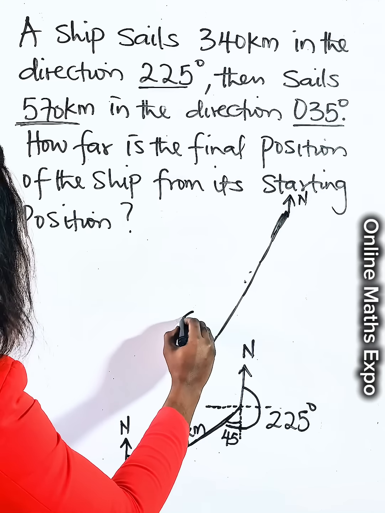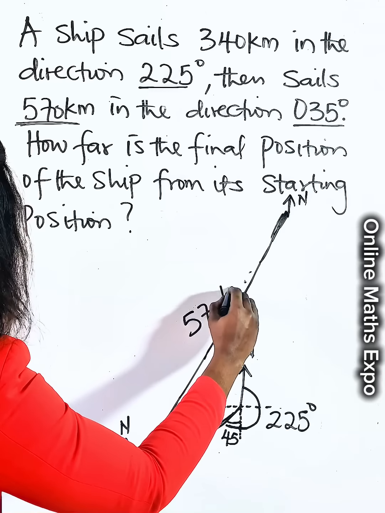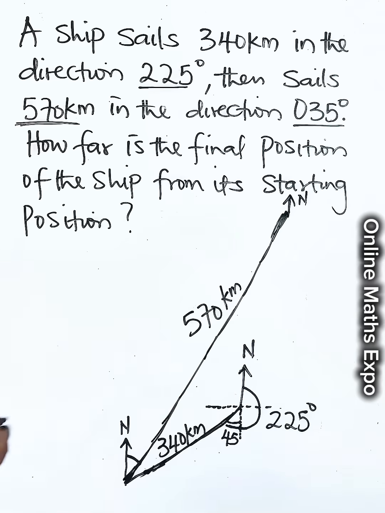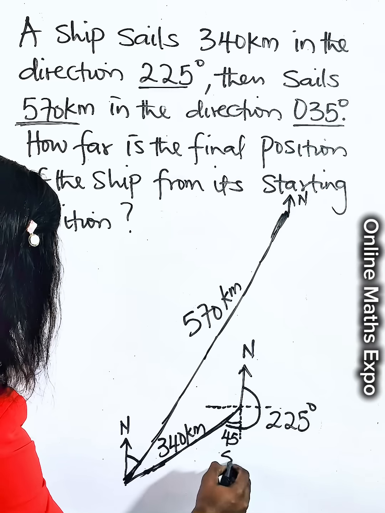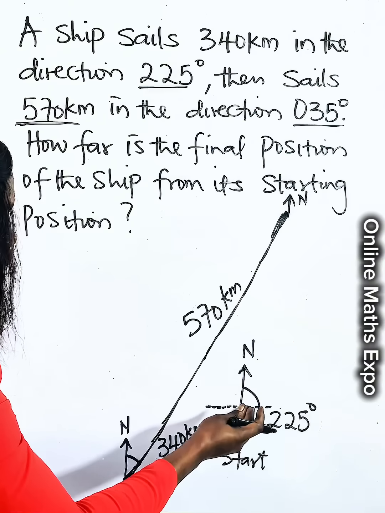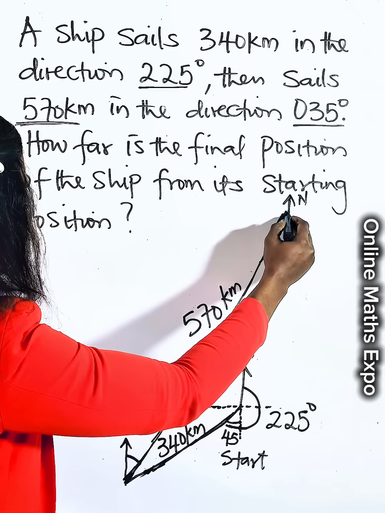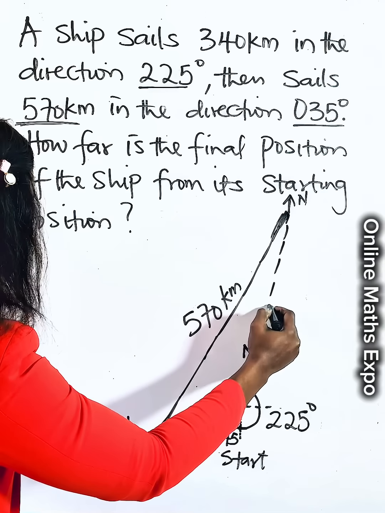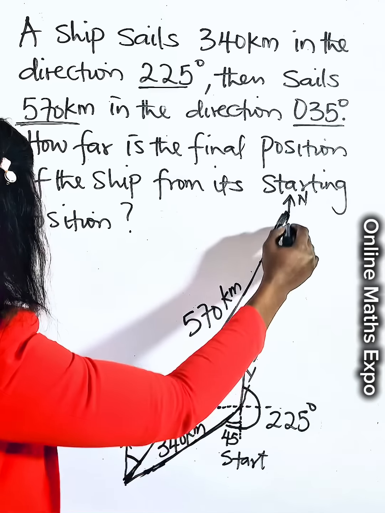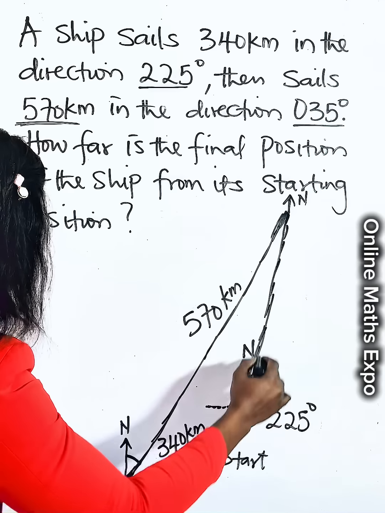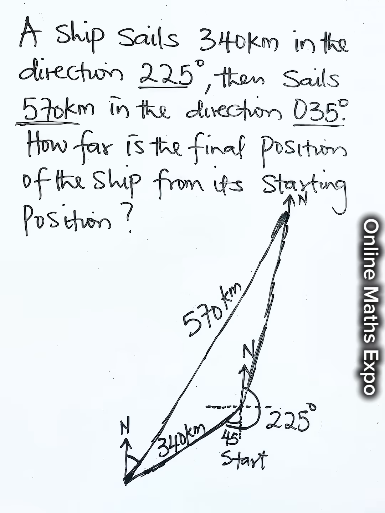Label it 570 kilometers. Then you can now join it. Remember, this is where it started. So you can join it back to where it started. So you can join this way. So I join, and this is what I have. I hope you can see that. So this is the triangle I have formed.